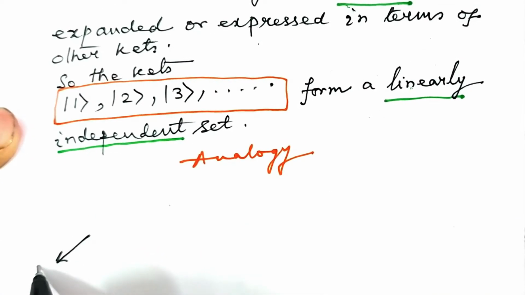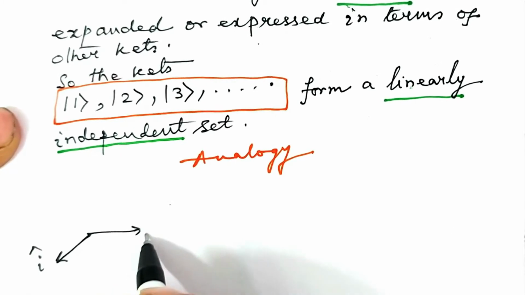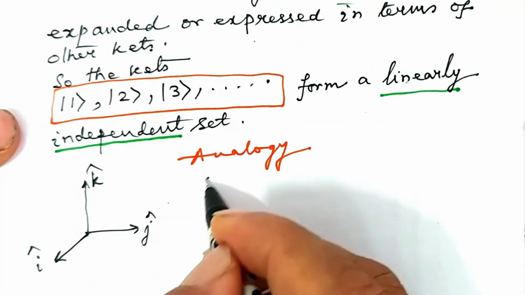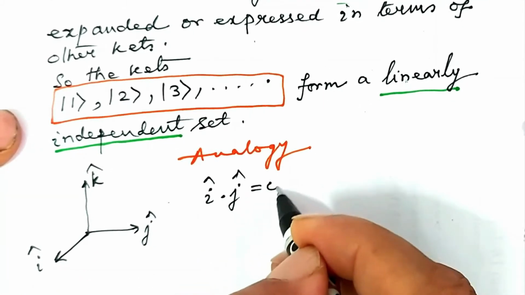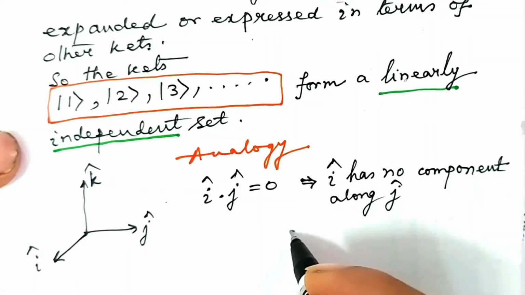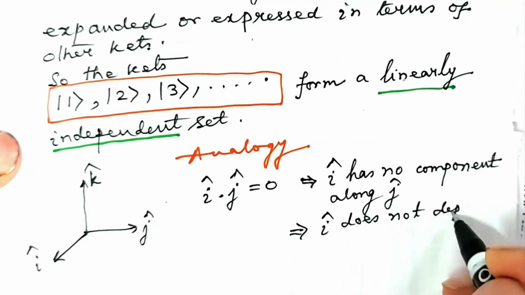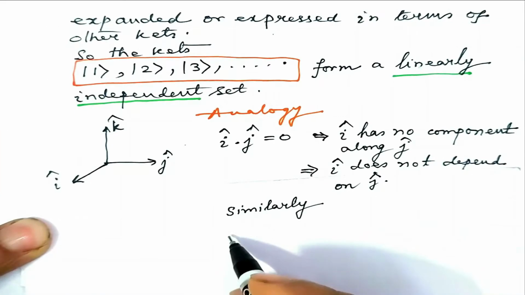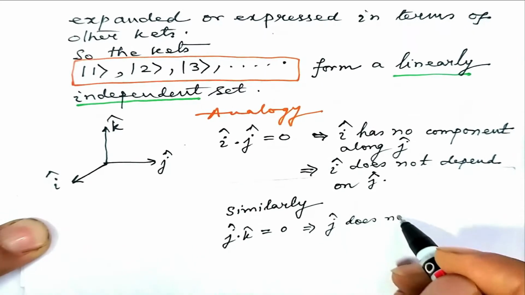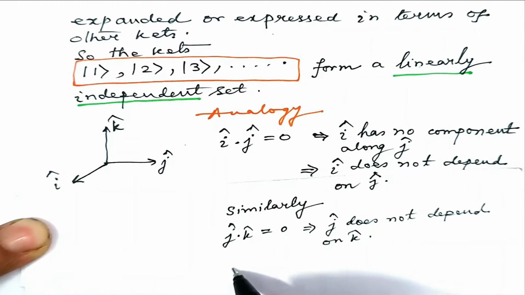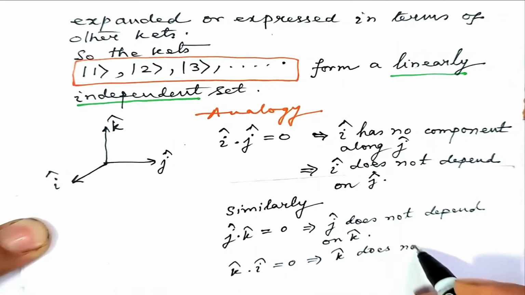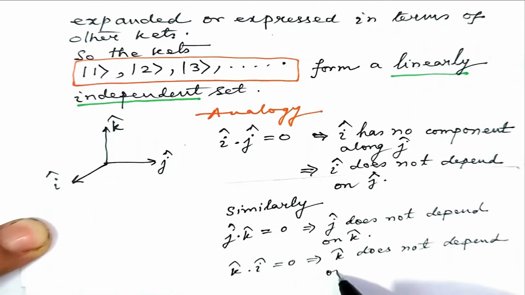This is x-axis denoted by i hat, this is y-axis denoted by j hat, and this is z-axis denoted by k hat. Now i hat dot j hat is equal to 0. This implies that i hat has no component along j hat. In other words, i hat does not depend on j hat. Similarly, the relation j hat dot k hat equal to 0, implying that j hat does not depend on k hat, and k hat dot i hat equal to 0 means that k hat is not bothered at all about i hat, that is, does not depend upon i hat.